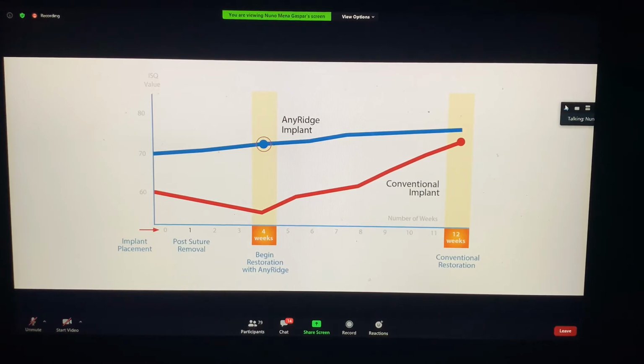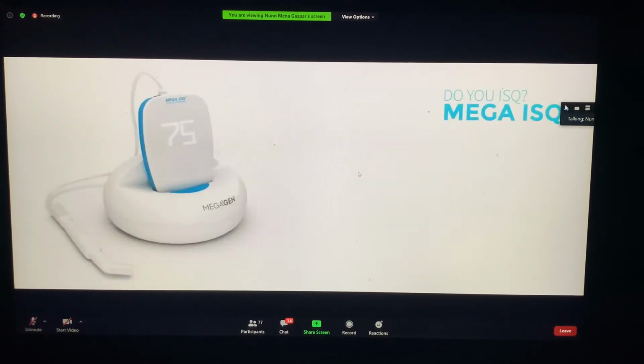But for AnyRidge or any other implant, you should know that only torque is not enough to assess your primary stability. Only torque value.